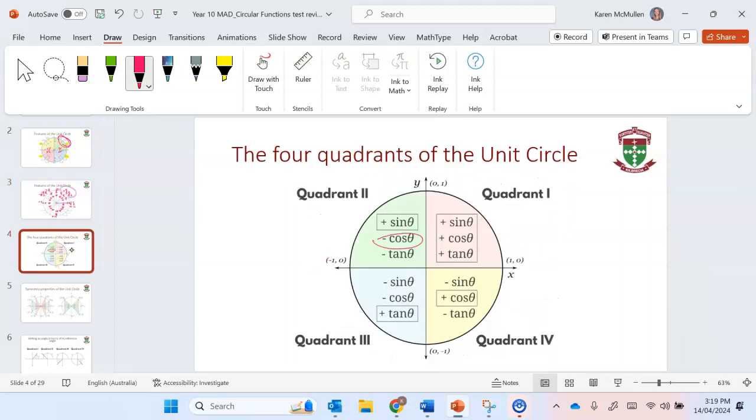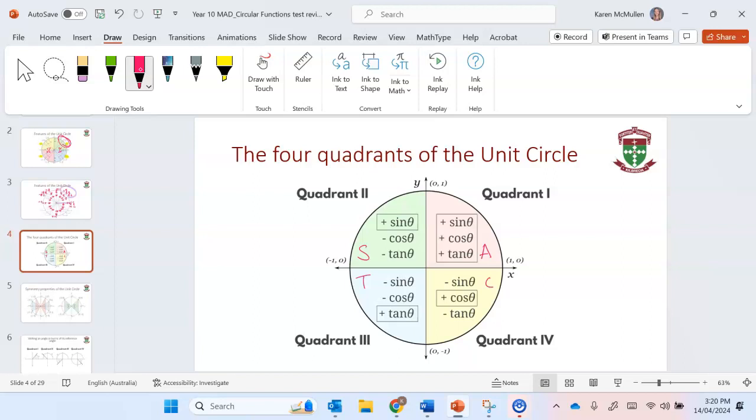So the 4 quadrants in your unit circle, and this all relates to the graph of your sine, cosine, and tangent functions. So in your first quadrant, remember, they're all positive. So we use A for all. In the second quadrant, only sine is positive. All right, so S for sine. In the third quadrant, only tan is positive. And then in the fourth quadrant, cos is positive. So you could say all stations to Caulfield, ASTC.